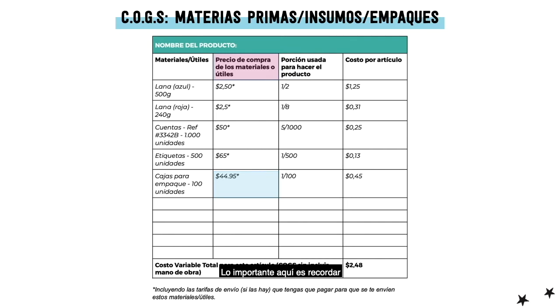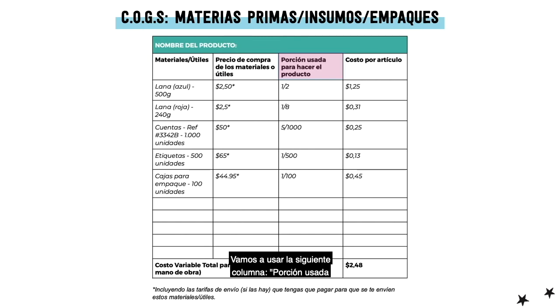What's important here is to remember to include the shipping fees that you might have paid to receive these supplies. So for example, if the 100 packaging boxes were really $35, but you paid $9.95 in shipping fees, you would record the full amount that you paid, which here is $44.95.